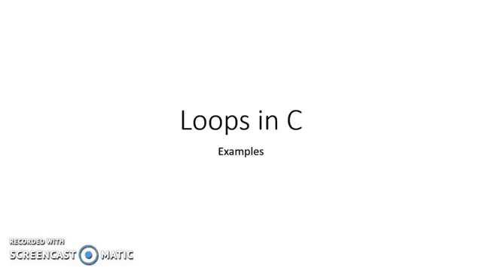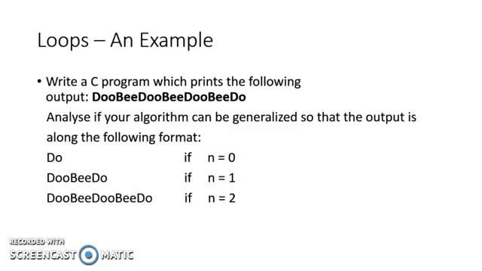Our current topic is some examples on loops in C. This is a continuation to our previous presentation on loops in C, where we have discussed the different types of loops available in C, as well as the syntax of each loop in C.